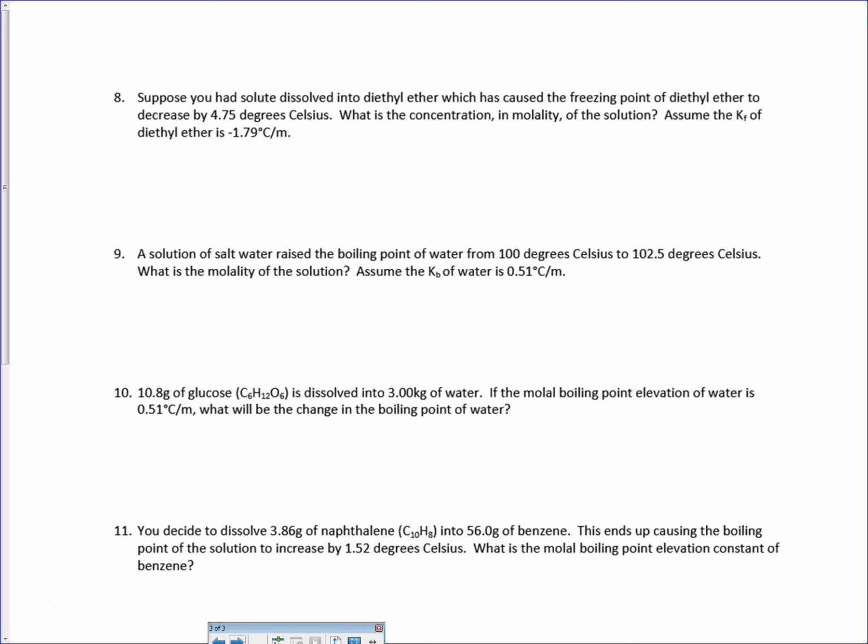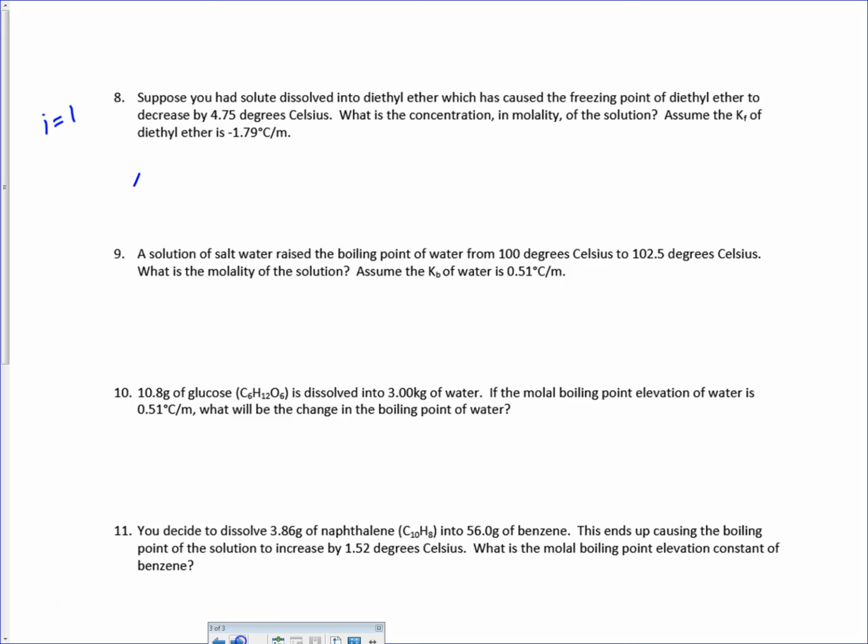Okay, just a few more problems here left on this last page. For number 8, you've got a solute dissolved into diethyl ether, and it's asking us to find what the concentration is in molality. This is another one where they probably should have told us what substance we were having, or what the Van 't Hoff factor is. I'm going to assume it's 1 because they didn't tell us what substance we were dealing with here.